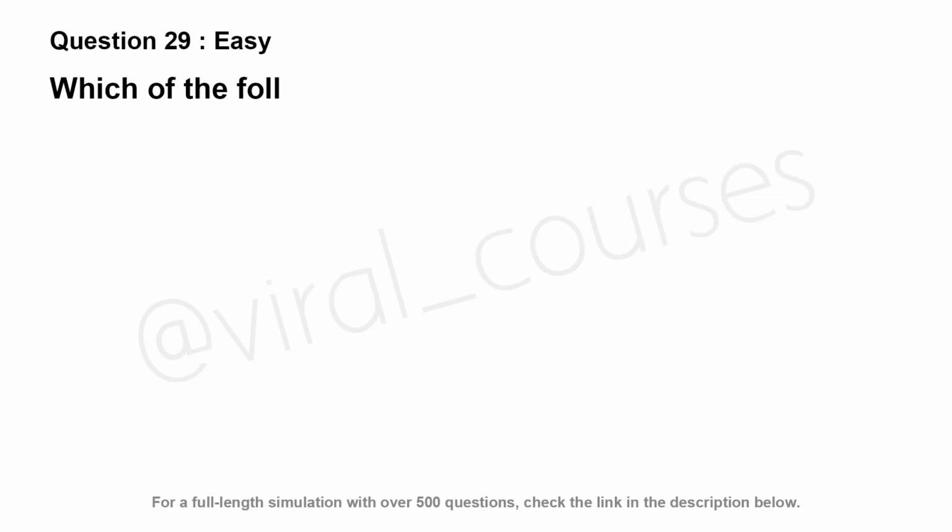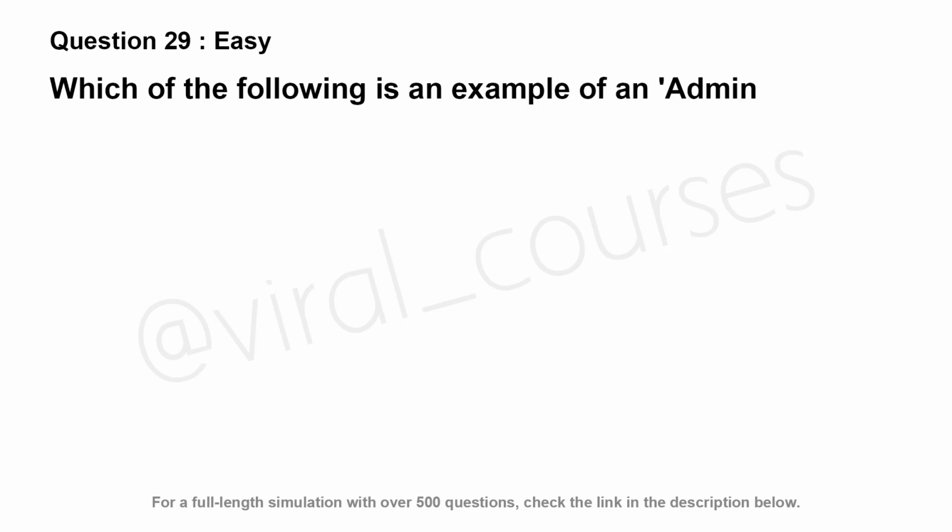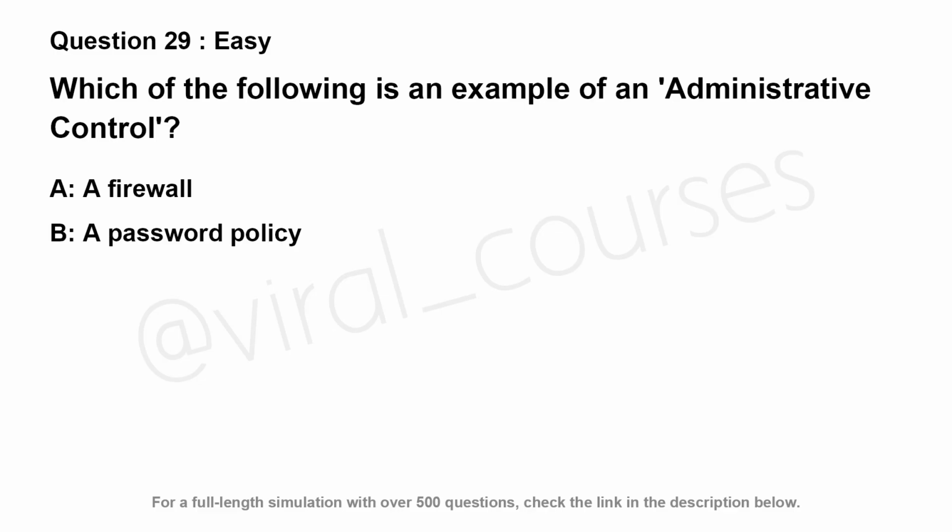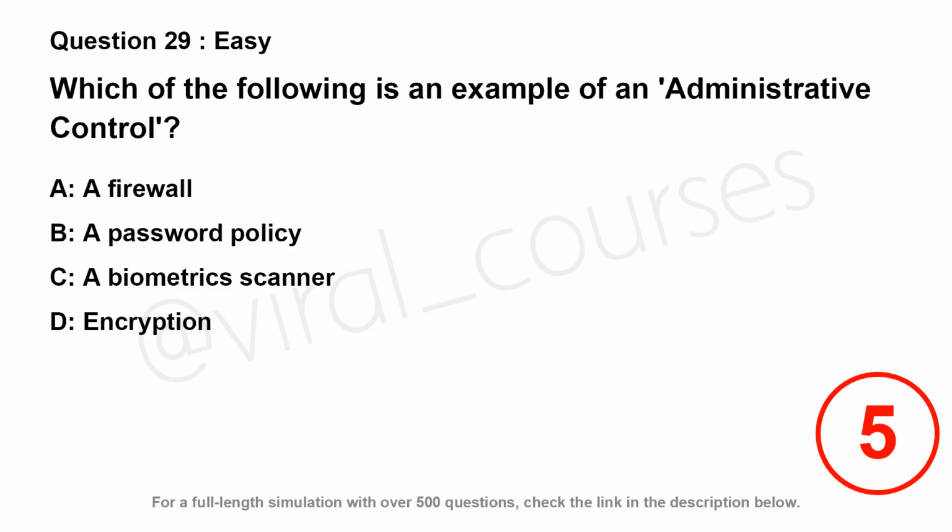Which of the following is an example of an administrative control? Option A. A firewall. Option B. A password policy. Option C. A biometrics scanner. Option D. Encryption.